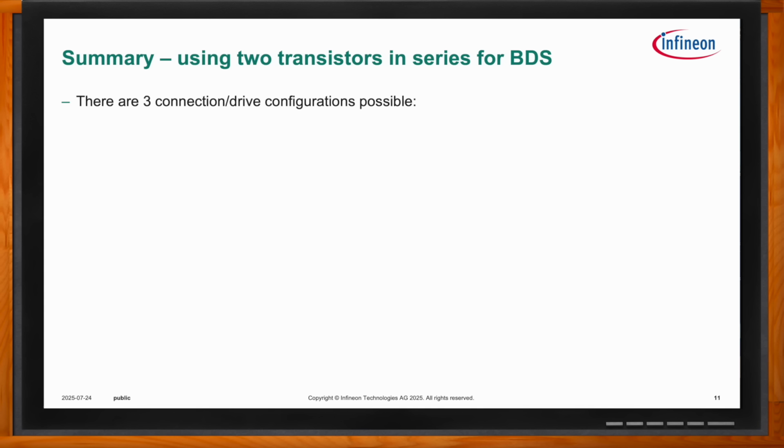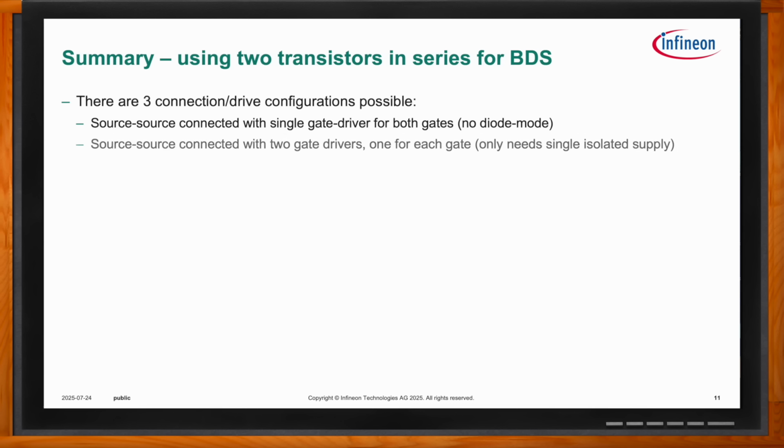And these can be, again, bipolar transistors, MOSFETs, IGBTs, GaN transistors, or silicon carbide. Any kind of normal unidirectional switch can be configured this way, either source to source connected with a single gate driver, source to source connected with two gate drivers, or drain to drain connected. And that gives us all four operating modes.